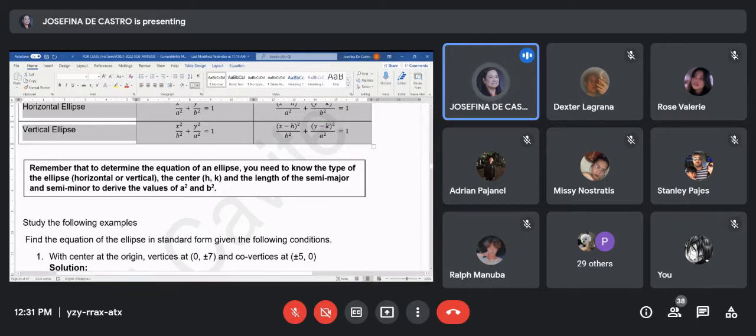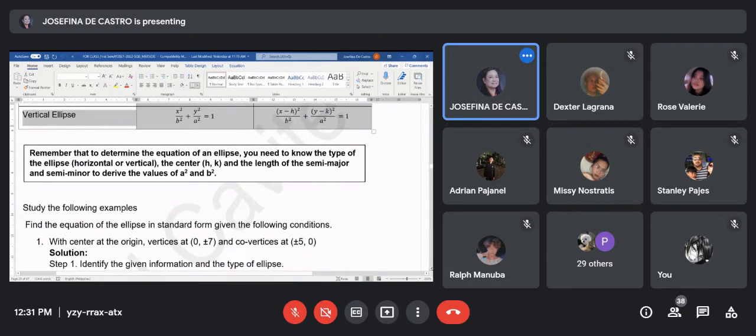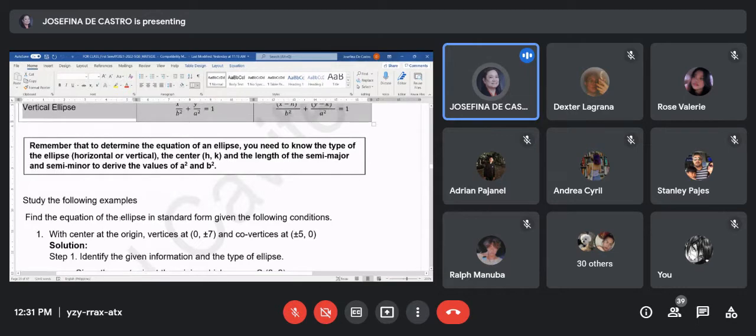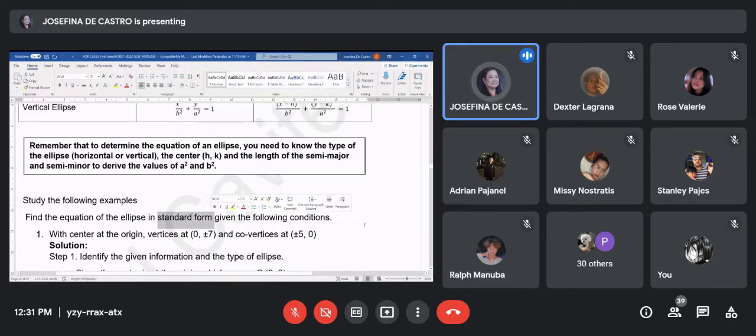Okay? So, let's have the examples now. Find the equation of the ellipse in standard form given the following condition. So, standard form na lang. Okay? No need to change that to general form since medyo mahaba yung process niya, especially if it is in center HK. Hindi naman mahirap, mahaba yung process niya. So, you just give the equation in standard form.